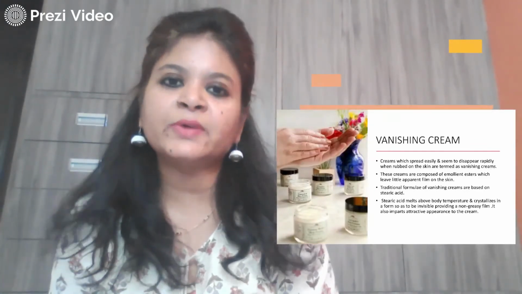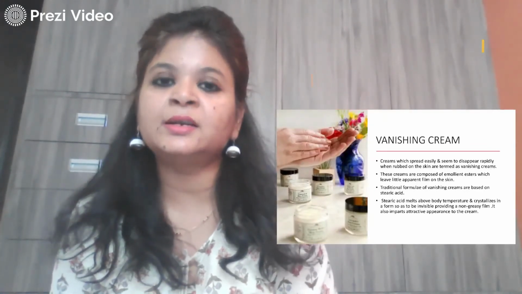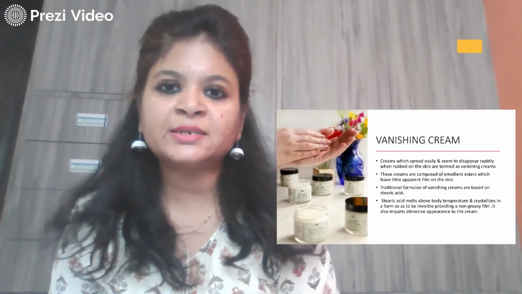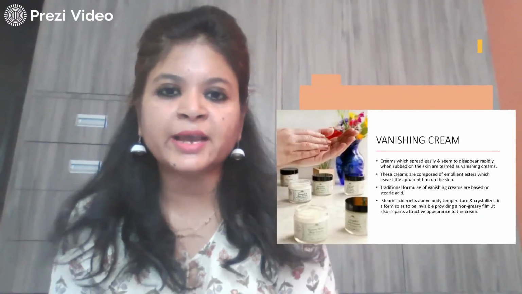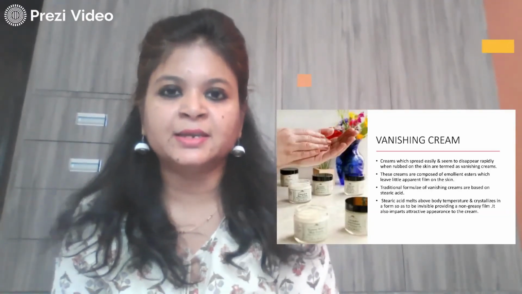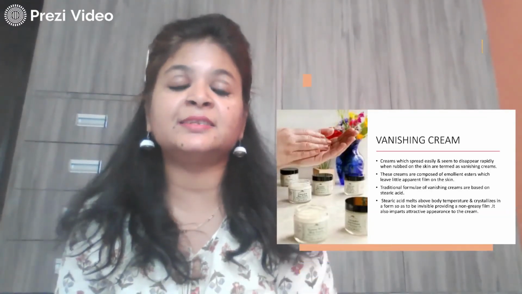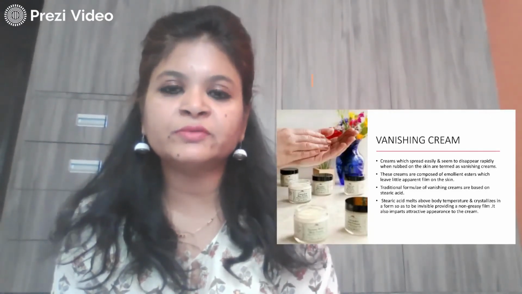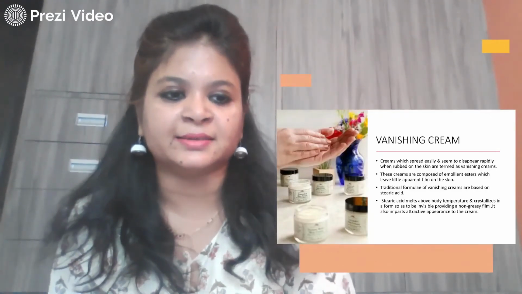But when you talk about the vanishing cream, they are just the opposite. They are oil-in-water type of emulsion, whereby the water evaporates. So there is not any sort of film over the skin. Since it vanishes easily, since it disappears, it is known as the vanishing cream. The main component of the vanishing cream is stearic acid.